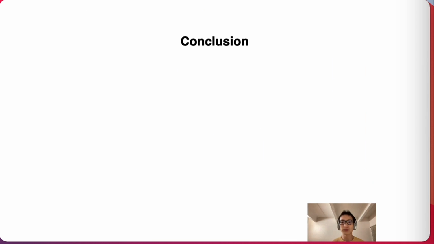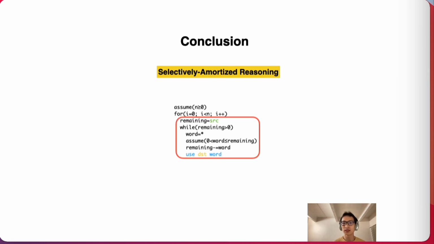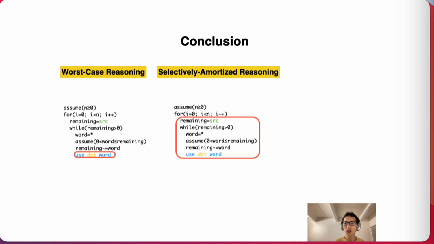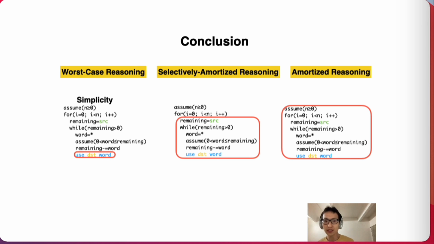To conclude, in this work, we introduce selectively amortized reasoning. For this example, selectively amortized reasoning could mean treating one iteration of the outer loop as a segment. By contrast, worst-case reasoning treats a single use command as a segment. It is simple because it considers every use command to have a worst-case cost. Amortized reasoning treats the whole program as a segment. It is precise because it infers invariants for the entire program.